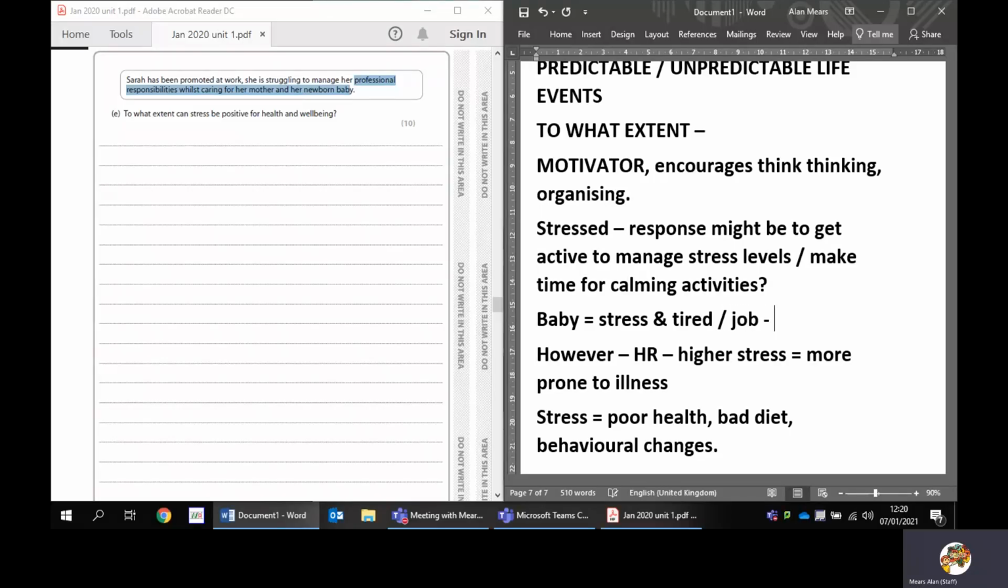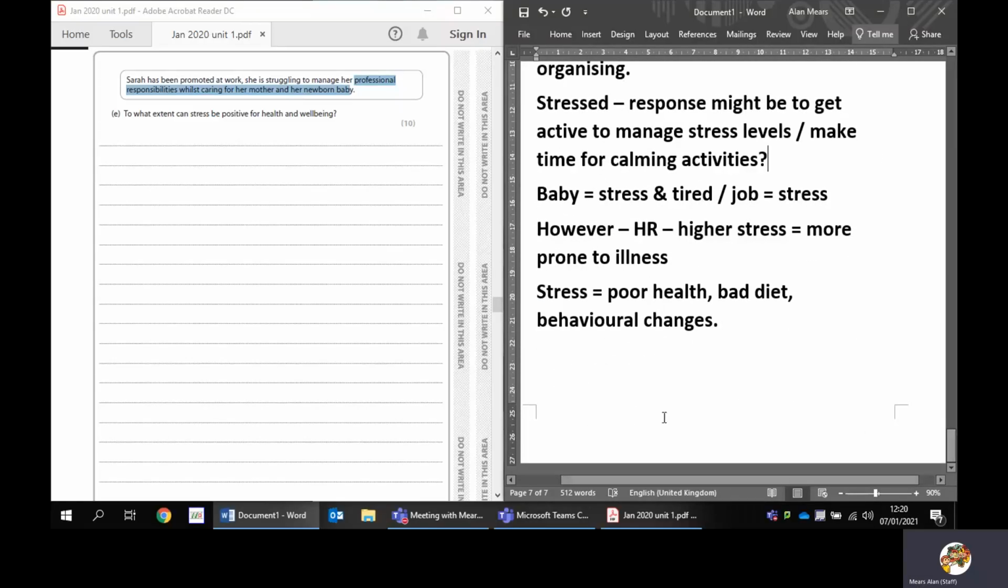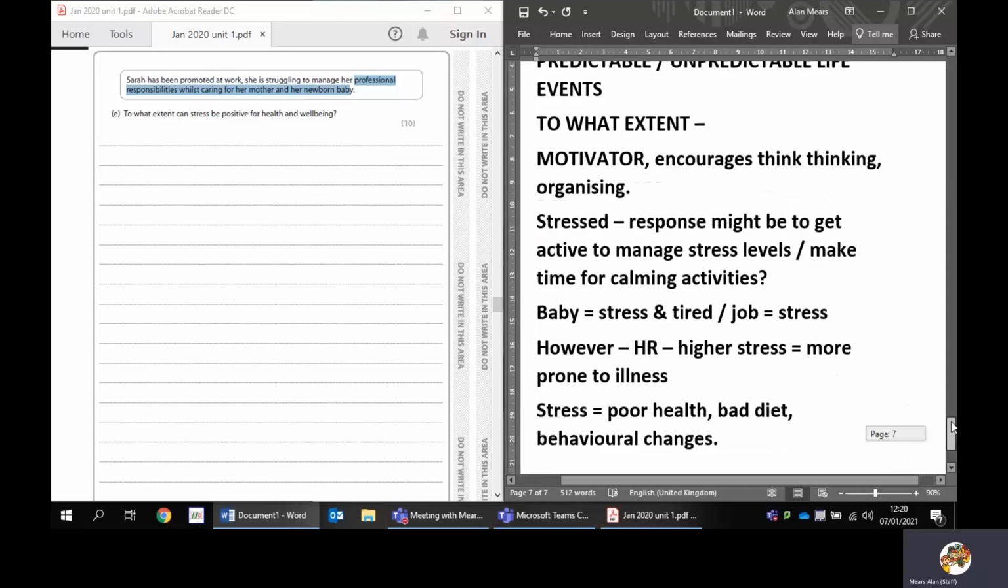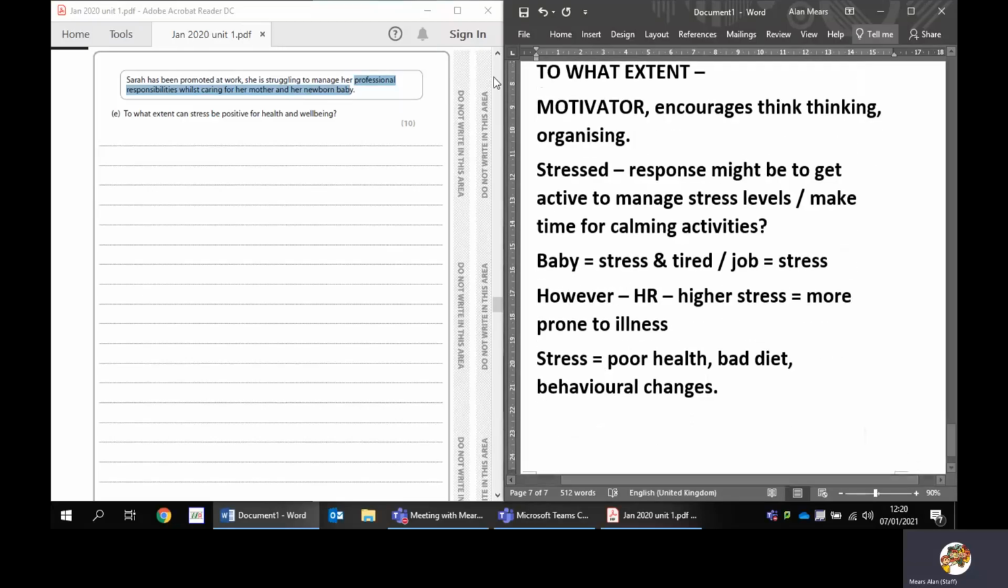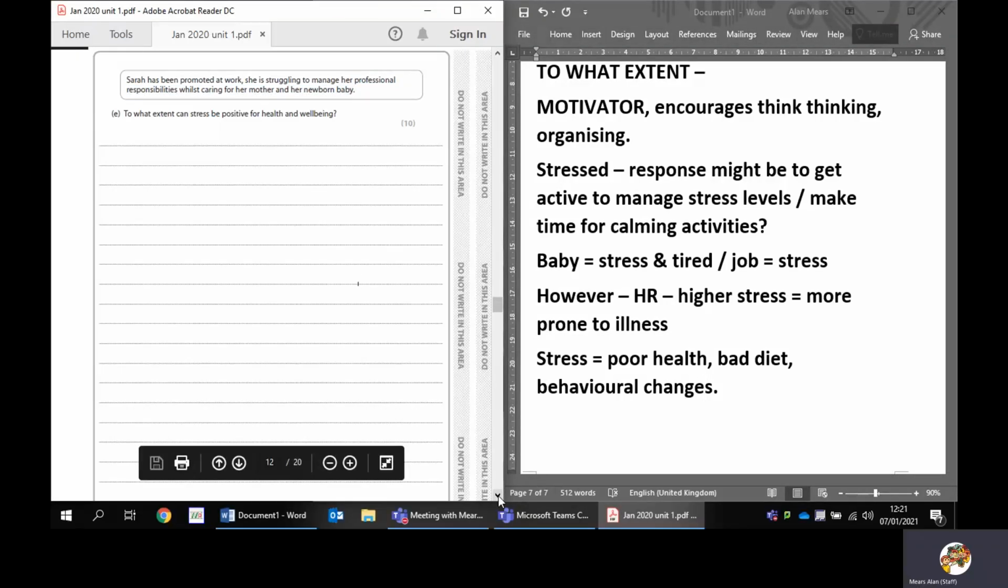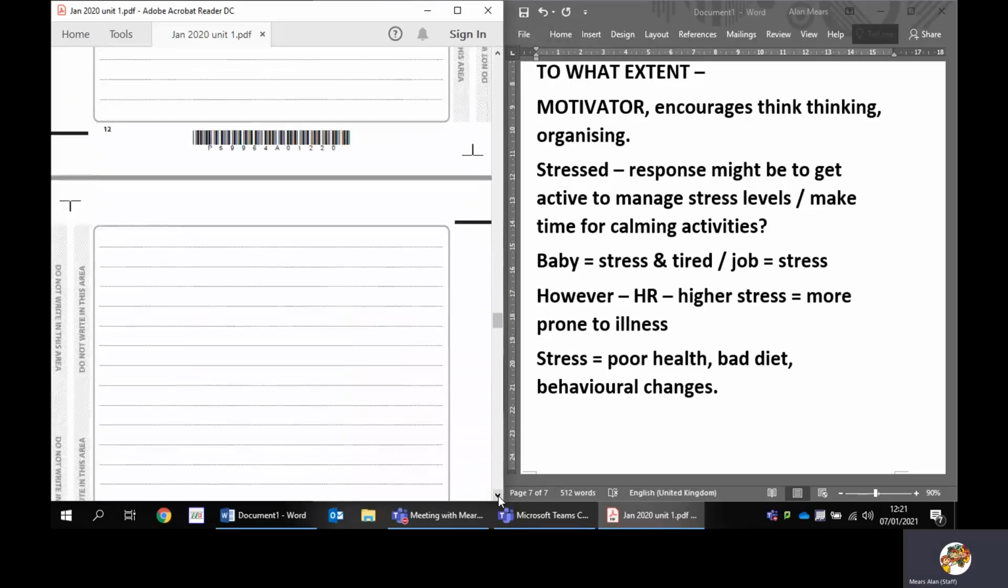Job equals stress. So again, that idea about being active, as we said up here, if you've got a baby, you are not going to have time to be active. So again, it's all going to potentially go against it. So as I say, to what extent? Stress can be positive for health and well-being because of this. However, to this extent, it's quite limited. In reality, stress is more likely to cause this, that, the other. So again, it's putting both sides in, but showing to what extent health is improved by stress. Okie dokie.